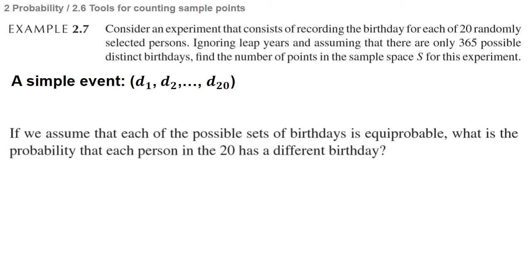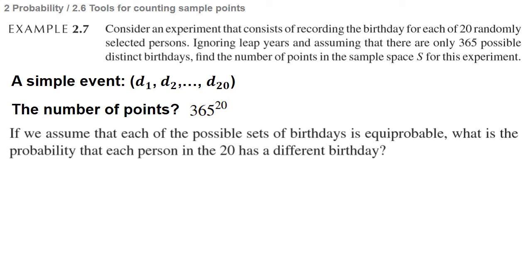And what would be the total number of events? For the first position, there are 365 possibilities, and for the second position, there are 365 possibilities, and so on. So it's 365 to the 20th power. So this is the total number of points in our sample space.